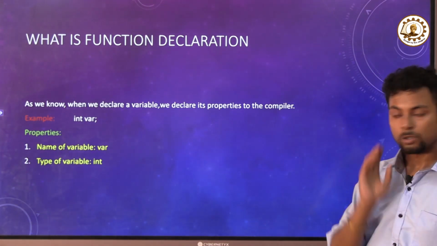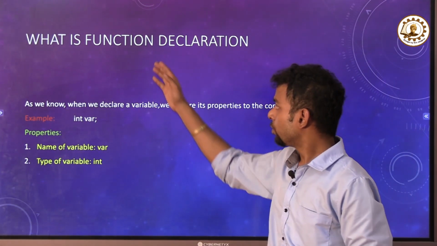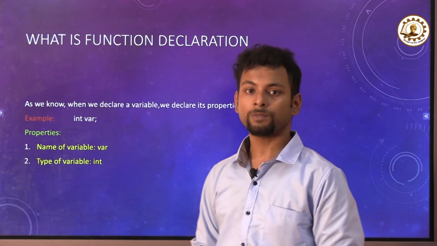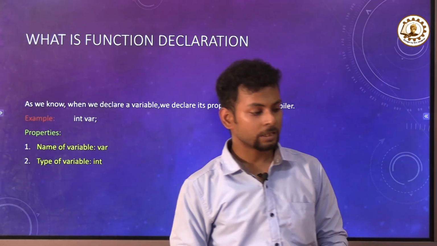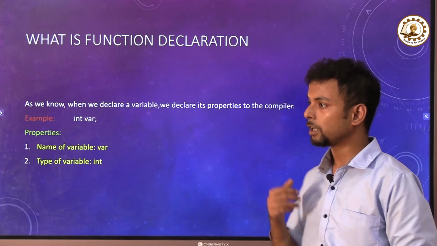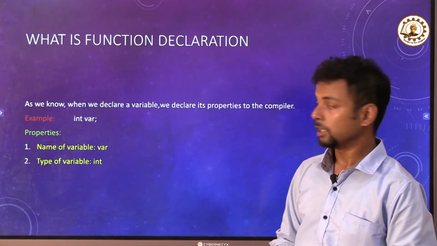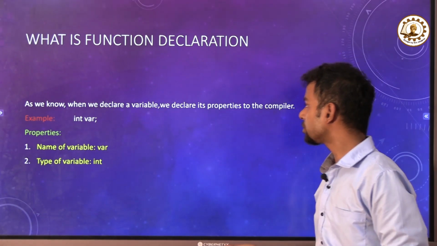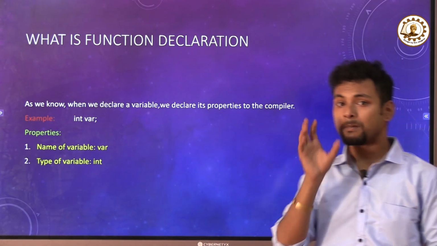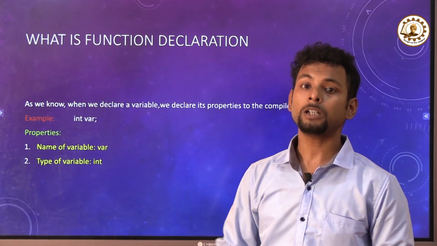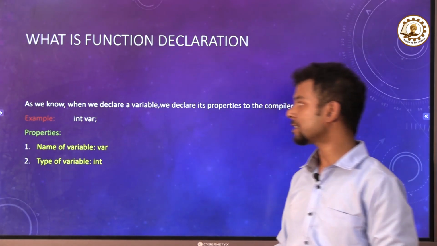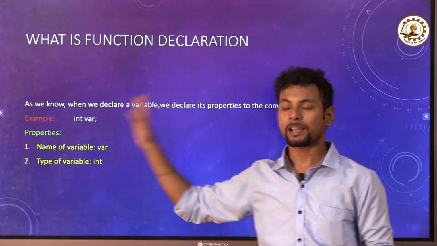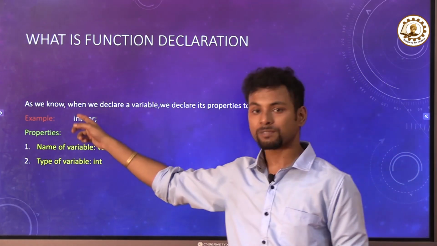10, that is 200. Now what is function declaration? Before coming to function declaration, I think you all are familiar with how a variable is declared. Whenever we declare a variable, we actually declare the properties of that variable to the compiler. Say for example, here we are declaring a variable int var.